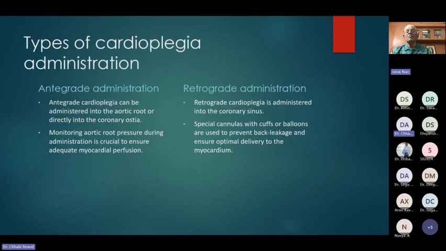Types of cardioplegia administration: antegrade administration and retrograde administration. Antegrade cardioplegia can be administered into the aortic root or directly into the coronary ostia. Monitoring aortic root pressure during administration is crucial to ensure adequate myocardial perfusion. Retrograde cardioplegia is administered into the coronary sinus. Special cannulas with cuffs or balloons are used to prevent back leakage and ensure optimal delivery to the myocardium.